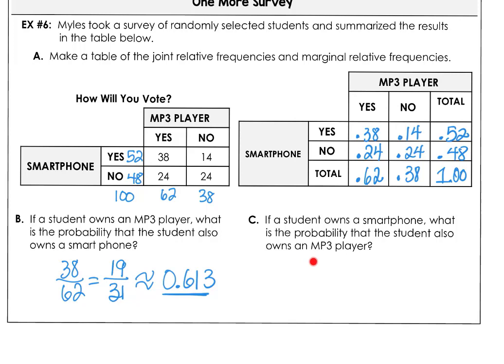And then finally, if a student owns a smartphone, what is the probability that the student also owns an MP3 player? So they have a smartphone and an MP3 player. That's 38 out of 52. And that percentage, 38 out of 52, can be reduced or simplified to be 19 out of 26 people, or about 73.1% of the survey. And that's the end of lesson 4.